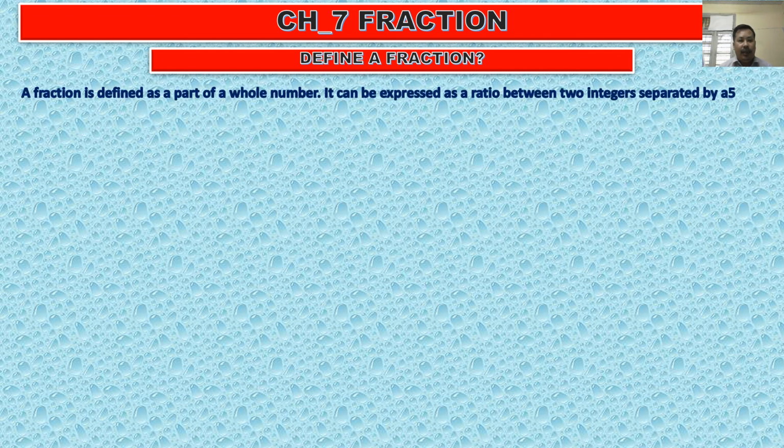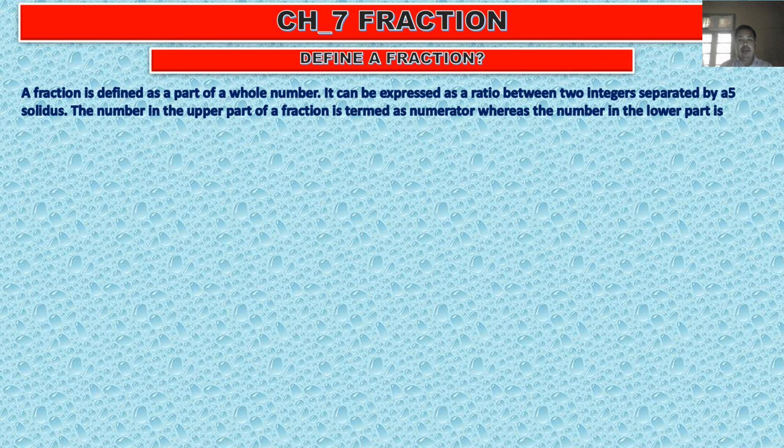A fraction is defined as a part of a whole number. It can be expressed as a ratio between two integers separated by a solidus. What is solidus? Solidus is a small line that is drawn when we are writing a fraction. That small line is called solidus.